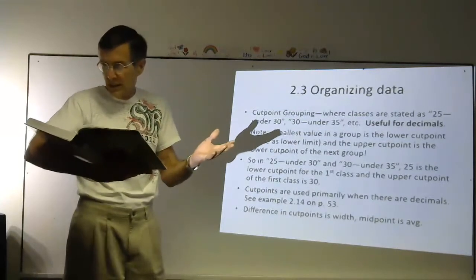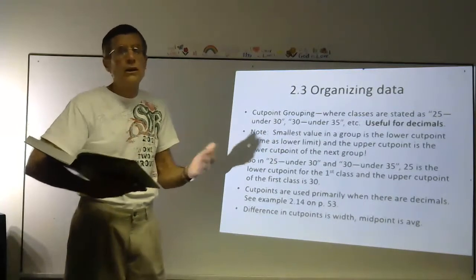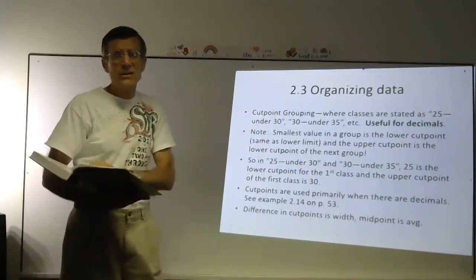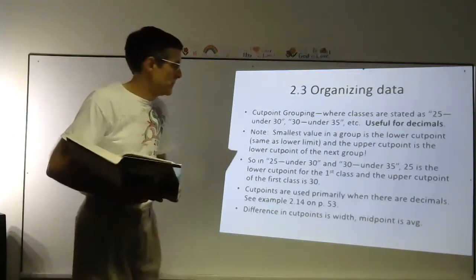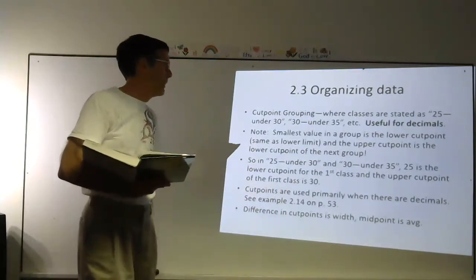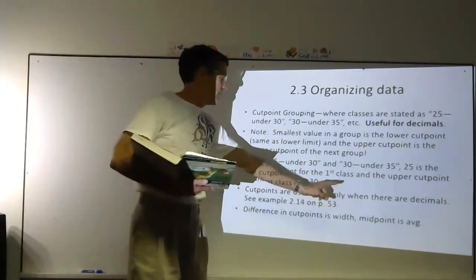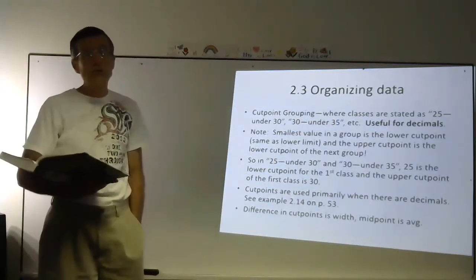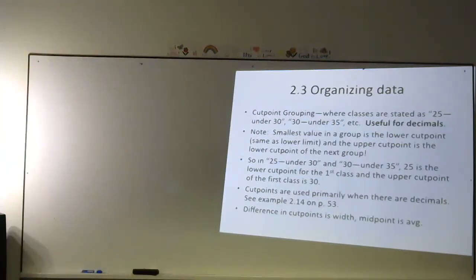It'd be kind of silly to go 120 to under 180 and 180 to under 240. You're going to end up with 3 groups. What does that show you? What does that tell you? Not very much. Always try to shoot for in the neighborhood of 6 to 8 different groups. Okay, the difference in the cut points is the width, 30 to 35, just subtract. The midpoint is the average, 30 to 35 would be 32.5 for the midpoint or average of each group.